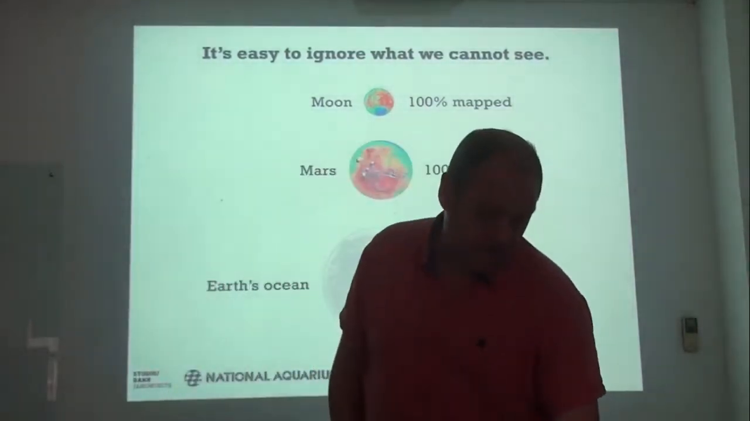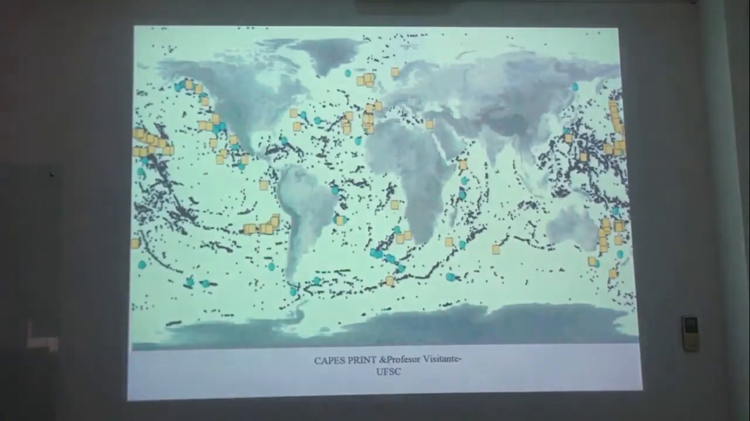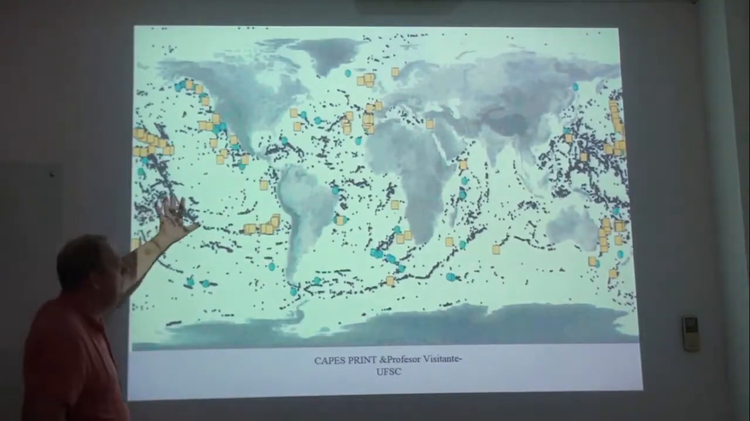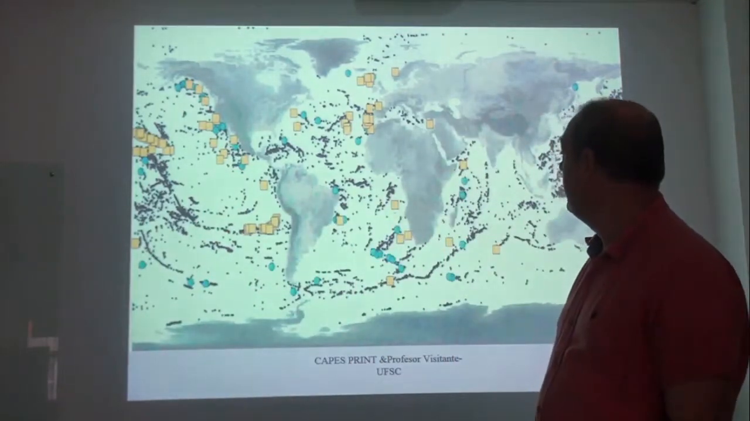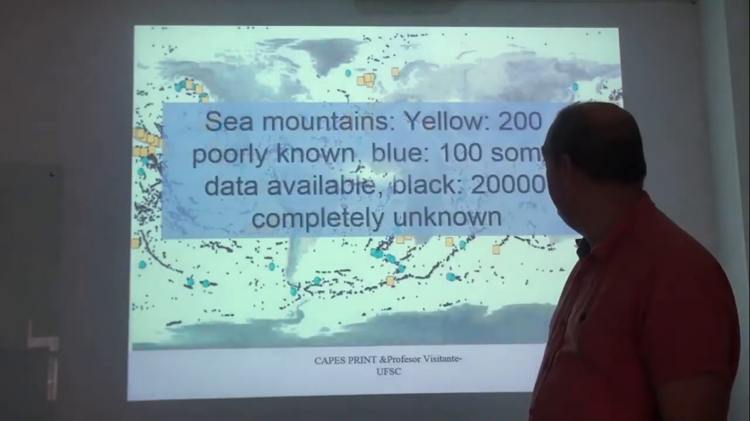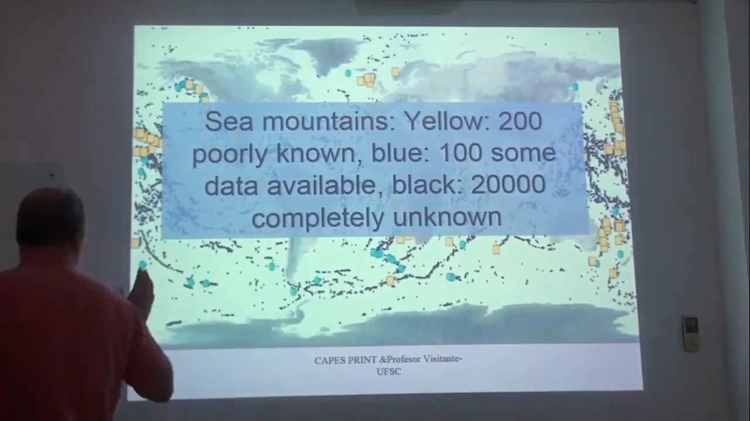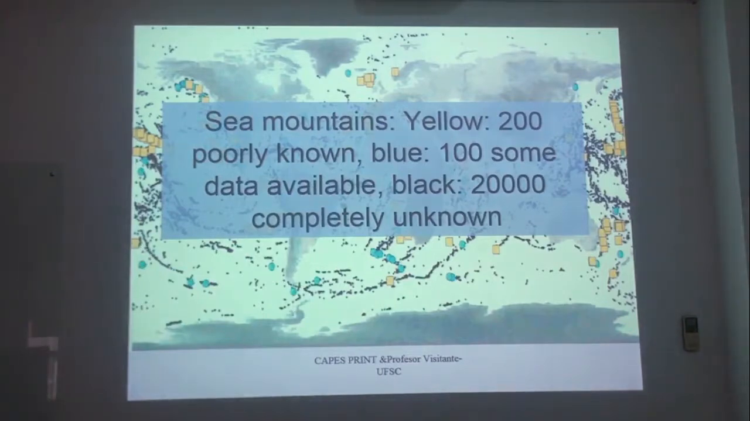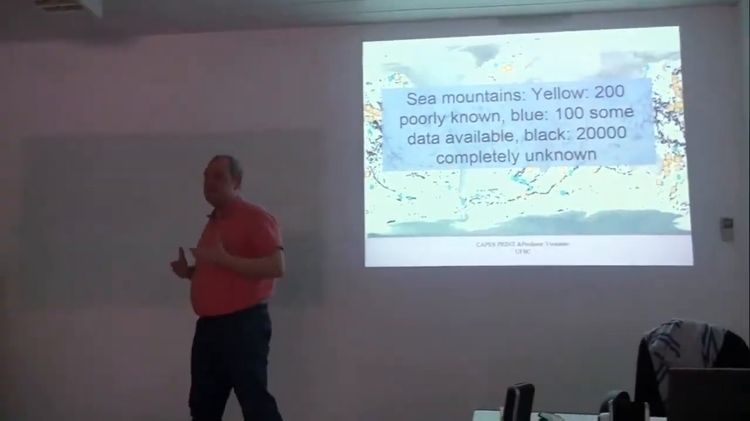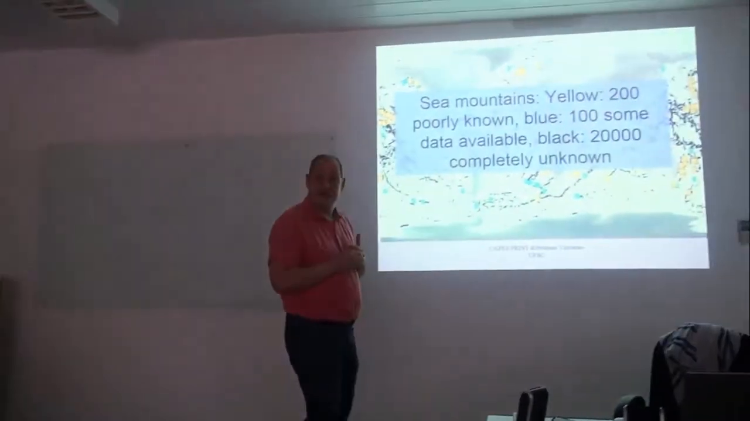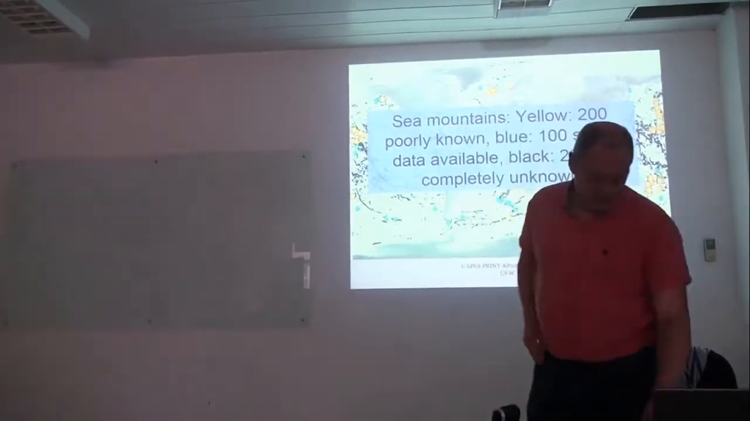I will give a very short example. These are all the sea mountains detected all over the world. And in yellow and in blue are the mountains that we know something about. In yellow, 200 are poorly known; in blue, 100 have some data available. So of these 20,000 sea mountains, we know nothing, because really arriving at these points and making transects, with ROVs, trying to understand what happens is very difficult. But we have to do it in some way.